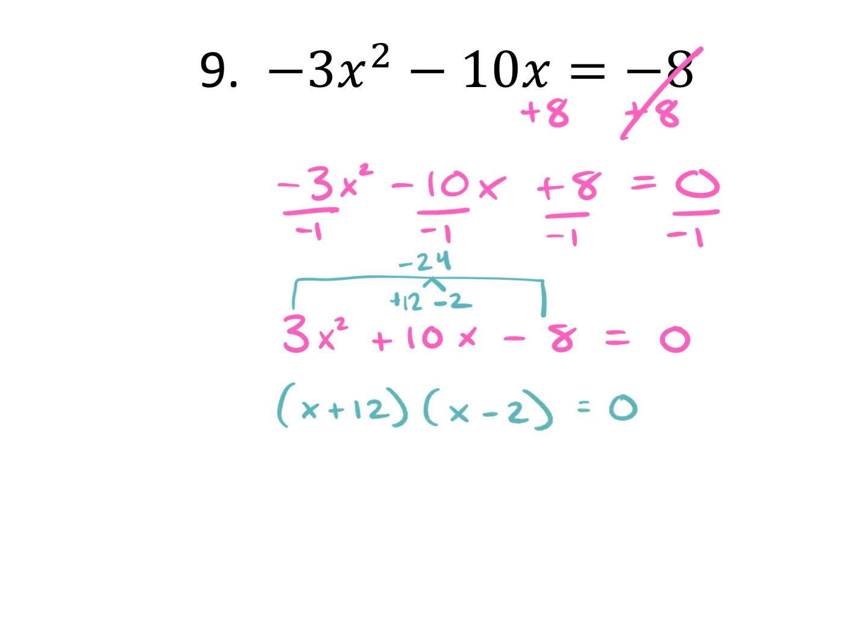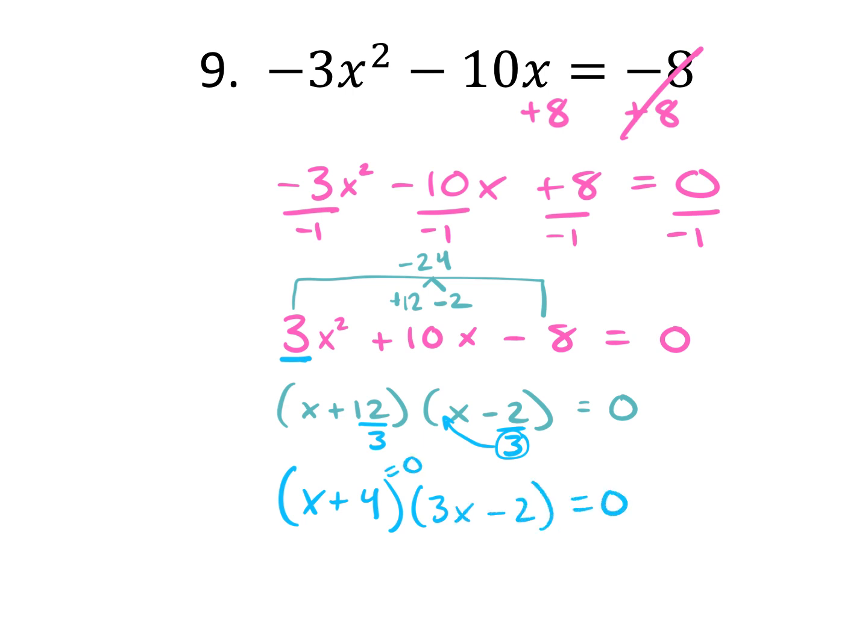What do we have to remember to do next? Divide by 3. If you start by multiplying the first times the last, you have to remember to divide. So in the first factor here, 12 divided by 3 is what? 4. So we have x plus 4. So it simplifies. When it doesn't simplify, what do we do with the denominator? Move it in front of the x. We have 3x minus 2.